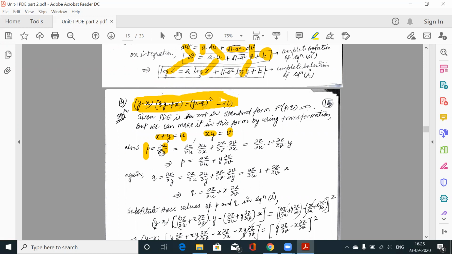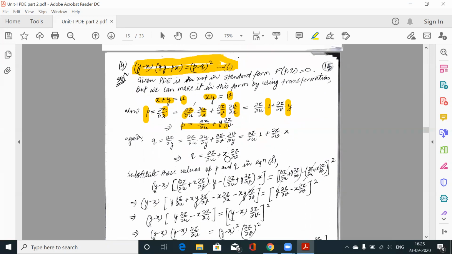So del z over del x: z is directly a function of x and y, and x and y are now functions of u and v. So total differentiation says del z over del u into del u over del x plus del z over del v into del v over del x, because v is also a function of x. So del u over del x is 1 and del v over del x is y. So p is equal to del z over del u plus y del z over del v.